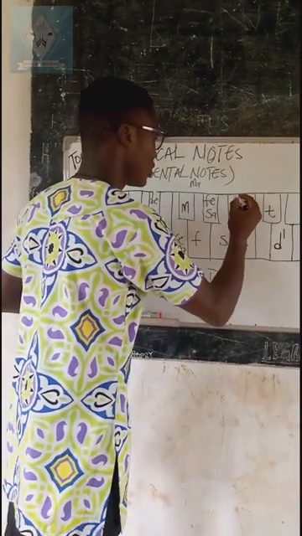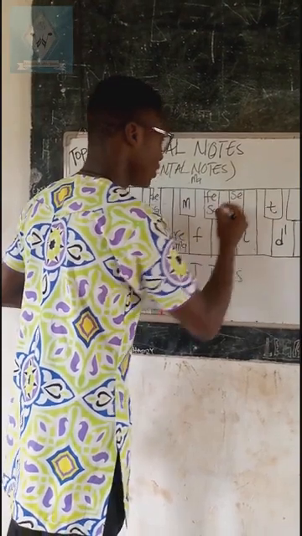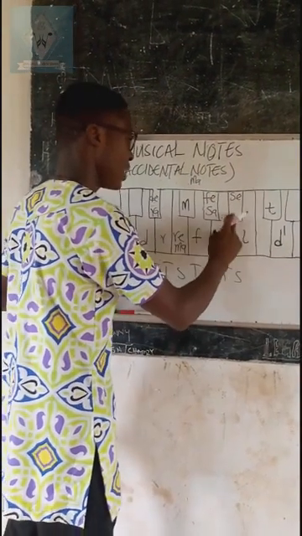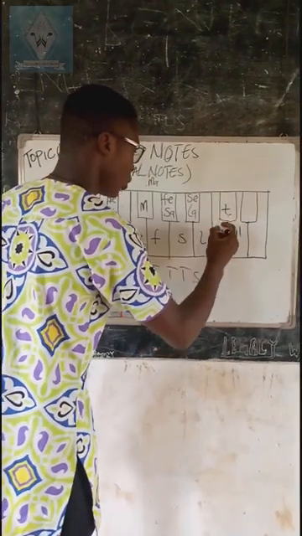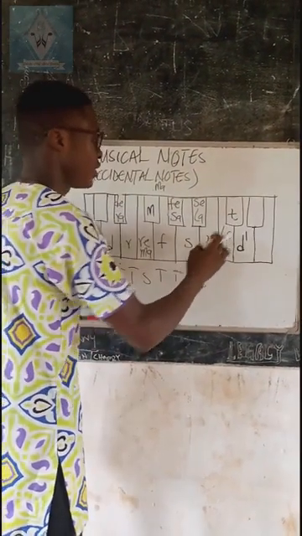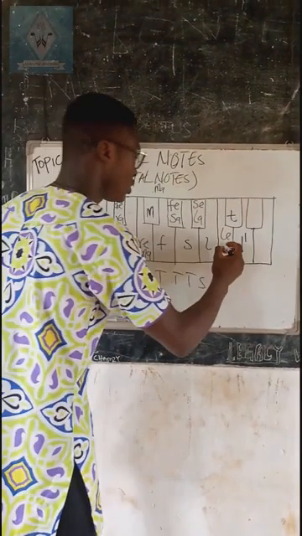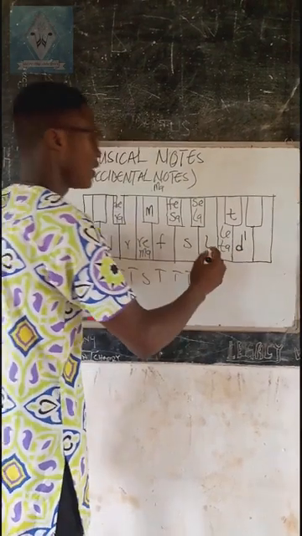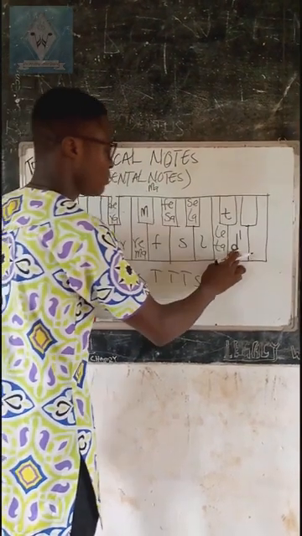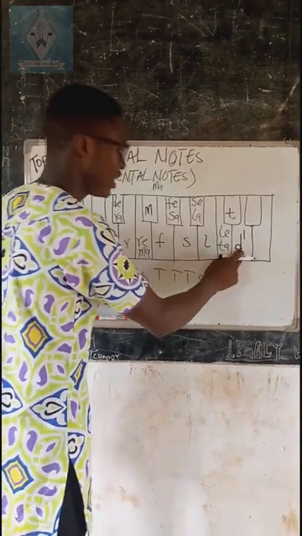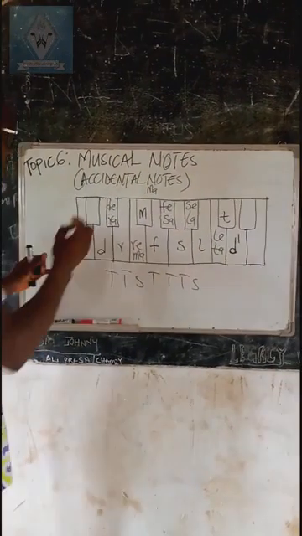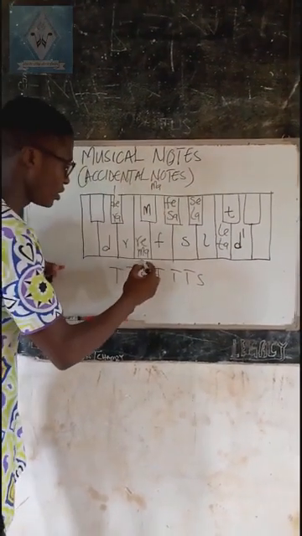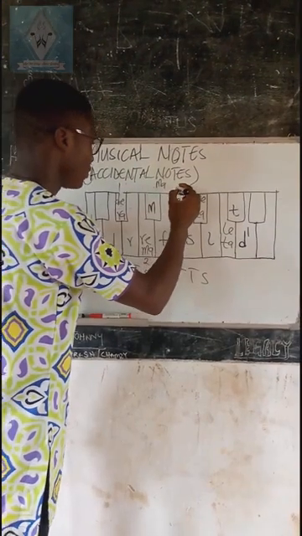Sharpening so, this is my endpoint. I will add E. And flattening la, this is my endpoint. I will add A. Sharpening la, this is my endpoint. I will add E to la. Flattening ti, this is my endpoint. I will add A to ti. Sharpening ti, this is my endpoint. Ti has no sharp. Flattening do, this is my endpoint. Do has no flat. So these are the 5 accidental notes that we have.